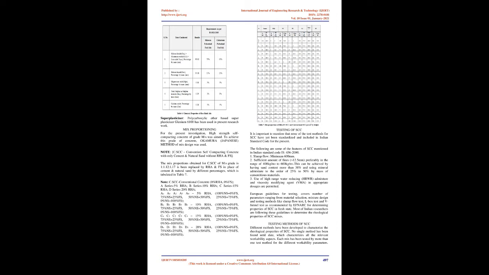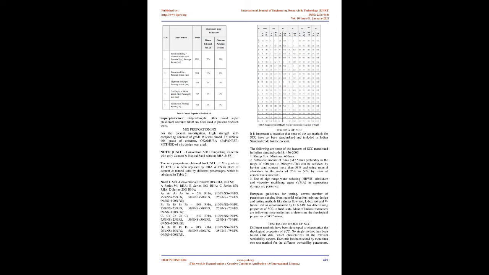Superplasticizer: a polycarboxylic ether-based superplasticizer, Glenium 6100, has been used in the present research work. Mix proportioning: for the present investigation, high-strength self-compacting concrete of grade M70 was aimed. To achieve this grade of concrete, the Okamura, Japanese, method of mix design was used. Note, C.SCC is conventional self-compacting concrete with only cement and natural sand, without RHA and FS.